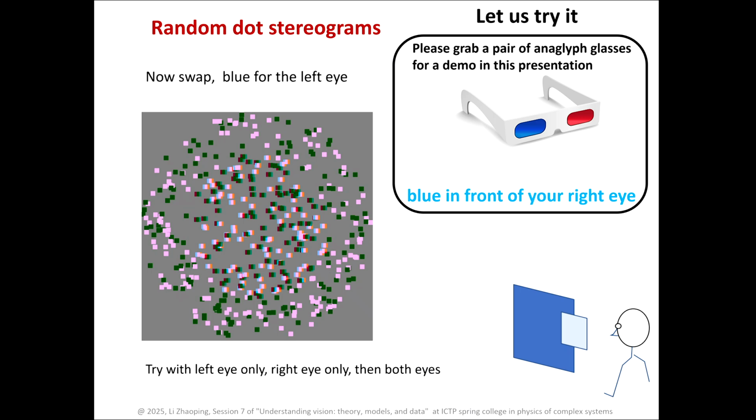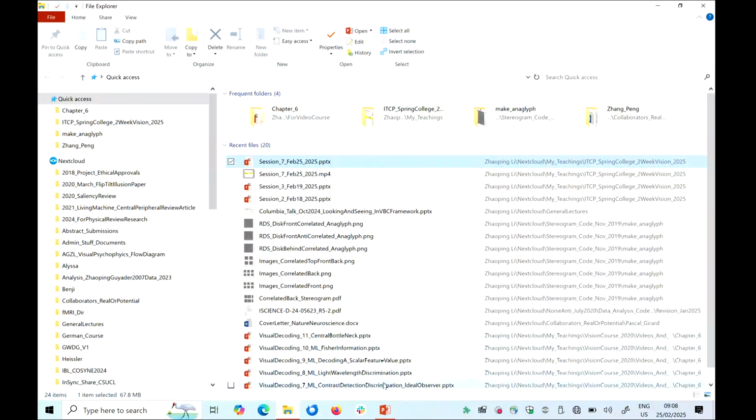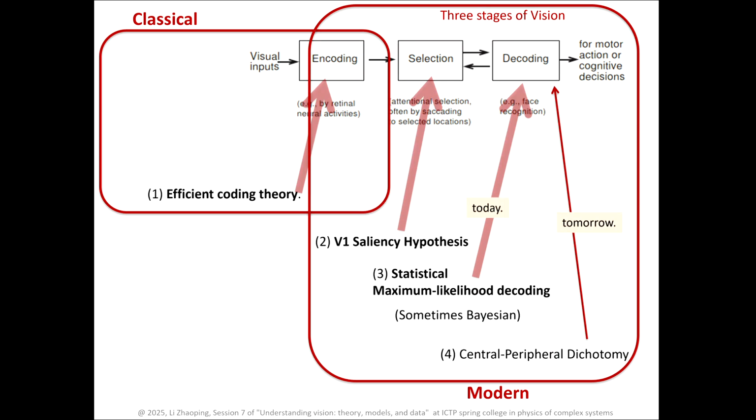Yes, good. Okay, so today we'll talk about recognition, with this as a prelude. Today my voice is better, so I'll try to have a mixture of talking and a little composition of videos. Today, after the selection, we are going to talk about statistical maximum likelihood decoding, which is called recognition. Sometimes people call it Bayesian. Tomorrow we have a more modern topic.